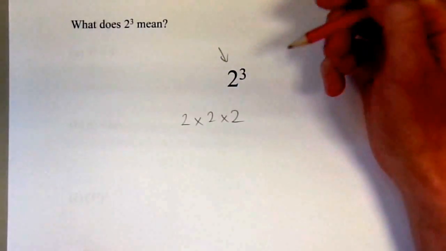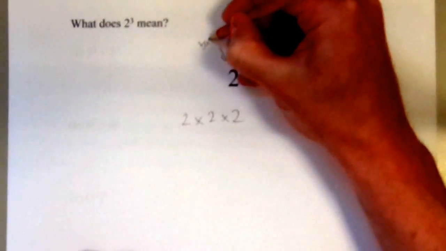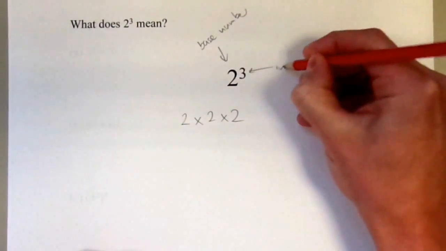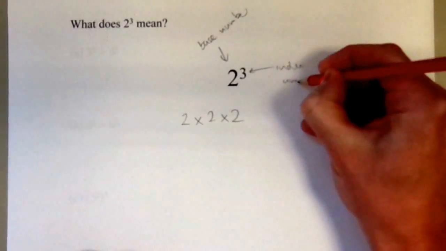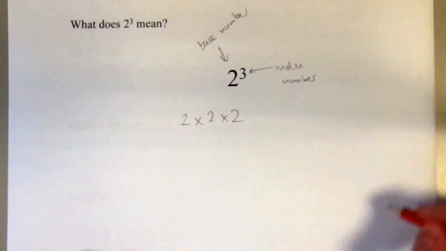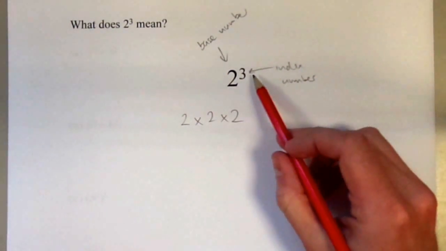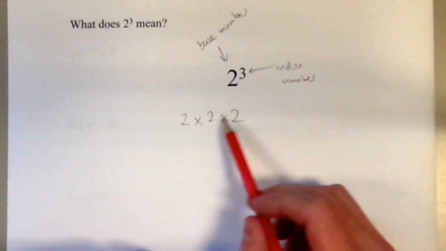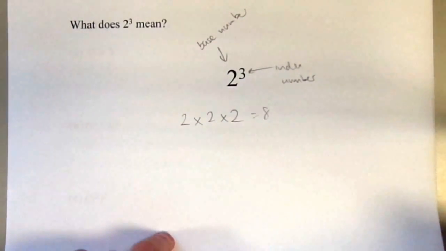Mr. Main. This number here is called the base number, and this number here is called the index number, or sometimes called the power. The index number tells you how many times you multiply together the base number. 2 times 2 times 2, 2 cubed is 8.